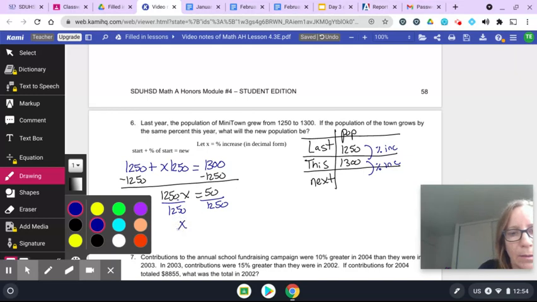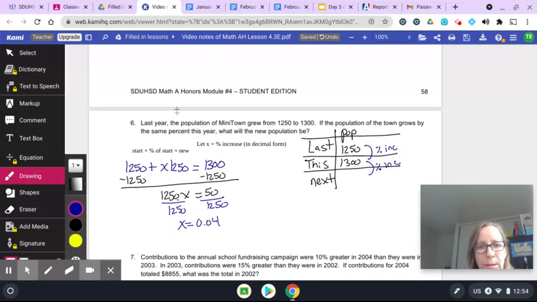We get x is equal to 0.04. So it was a 4% increase. And now I'm going to do that, but I'm not increasing it by 50 people. It was 50 people, but now I'm going to increase this by the same percentage. So it's not 50 people, it's a little bit more.